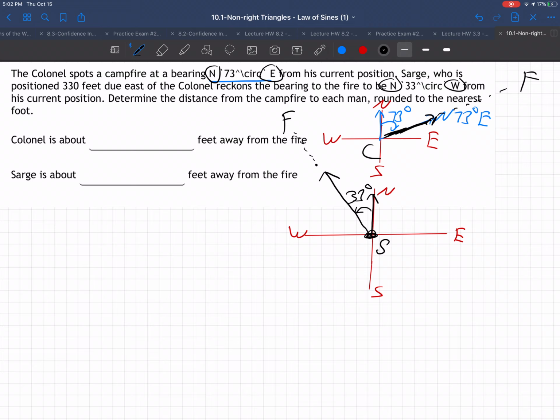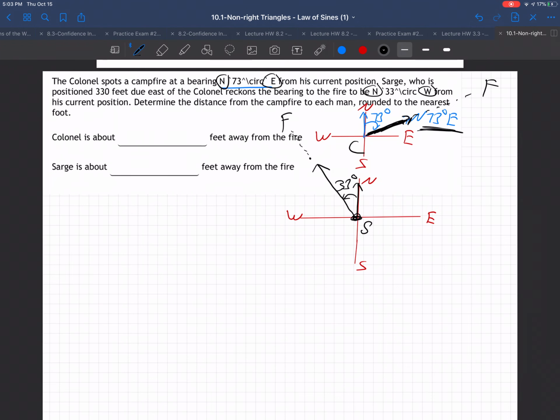From the Sarge's position, he spots the fire north and west to his upper left, and the colonel spots the fire to his upper right, north 73 degrees east. Do you see the deal? So in other words, when we put those two things together, see how bearings work? So this direction would be north 33 degrees west. And this one is north 73 east.